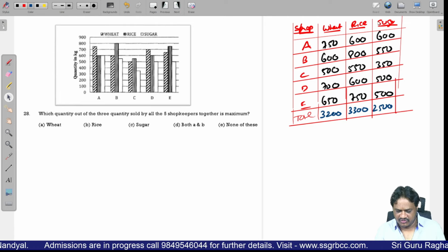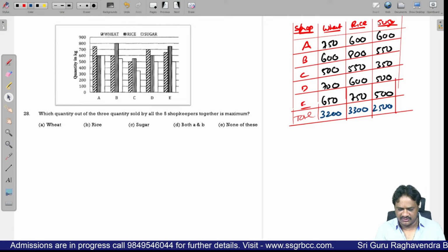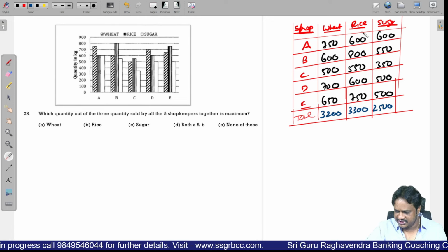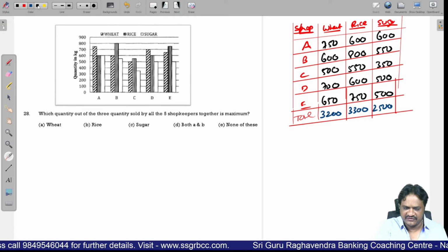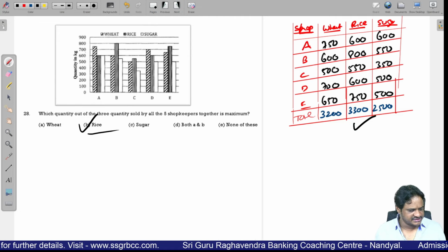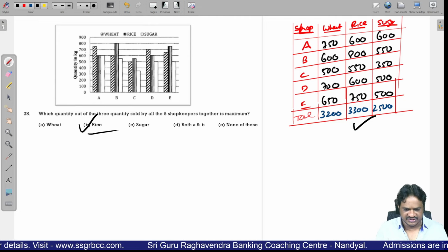Which quantity out of the 3 sold by 5 shopkeepers is maximum? Already you have written the value in this, so definitely by observation you can tell it is rice. Rice is maximum.